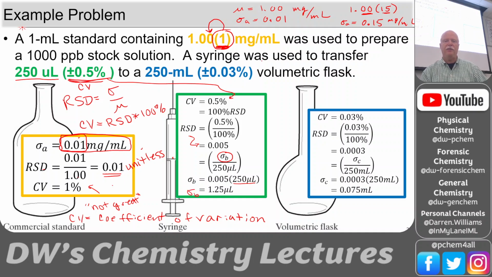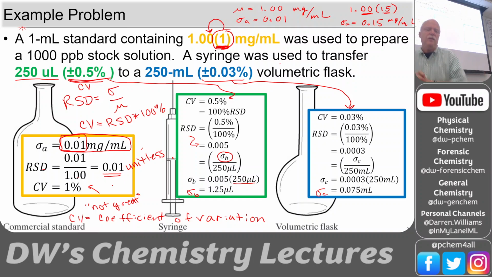And then the same thing for this volumetric flask. So 250 mil volumetric flask, plus or minus 0.03%. That's a really good one. And so then doing the same calculation, I get my sigma C, my uncertainty in my volumetric flask of 0.075 mils. That's very good. We'll see why in a second.